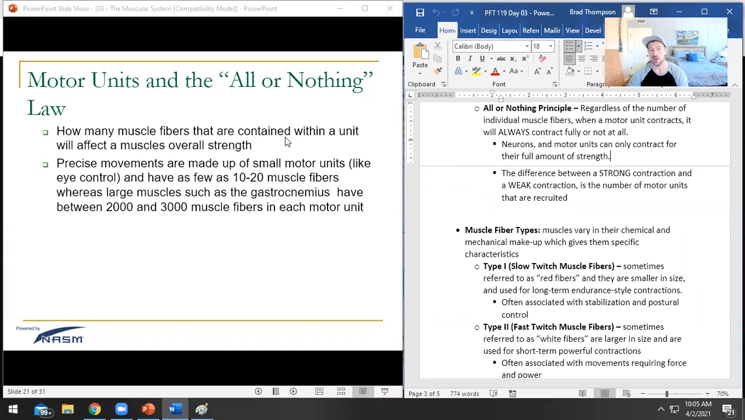How many muscle fibers are contained within a unit will affect that unit's strength. So obviously, if you have more muscle fibers, that does result in strength. We see strength come from the number of muscle fibers. So yeah, there's a connection between size and strength for sure. Size does result in strength. Make no mistake, but it's not the only thing, right? Precise movements use little tiny motor units, maybe 10 to 20 muscle fibers, right? But large ones can be 2,000 to 3,000 per motor unit. That's a huge contraction.